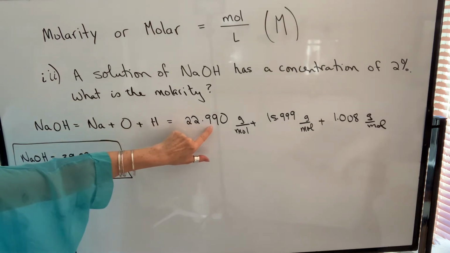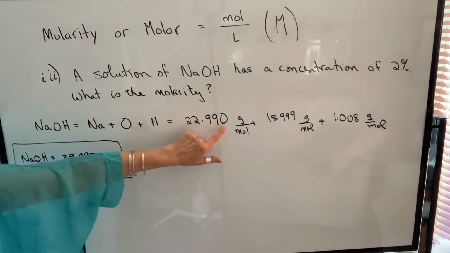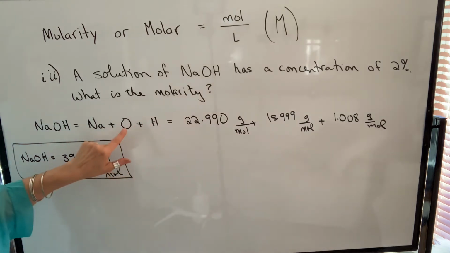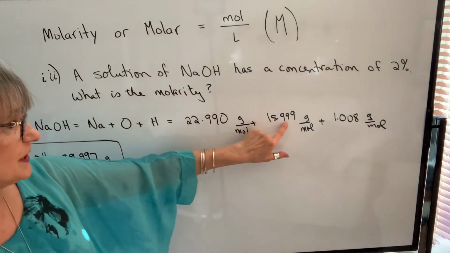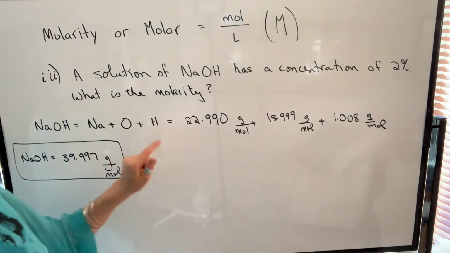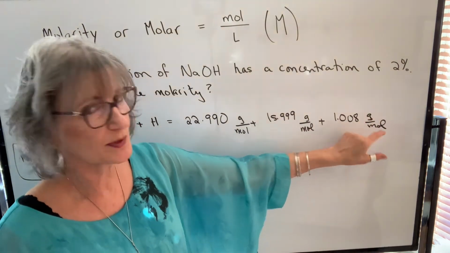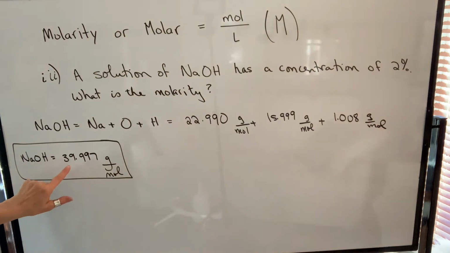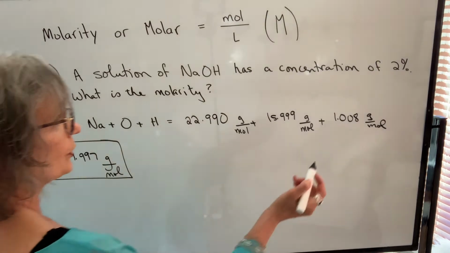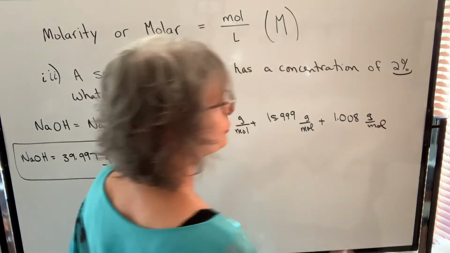Look in the periodic table, its molar mass is 22.990 grams per mole. 1 atom of oxygen is 15.999 grams per mole, and 1 atom of hydrogen, 1.008 grams per mole. Add all of those up and we get a total molar mass of 39.997 grams per mole. So the concentration we're starting with is 2%.